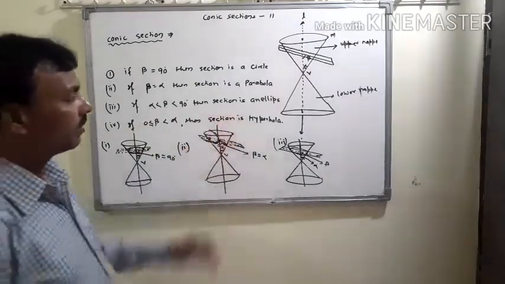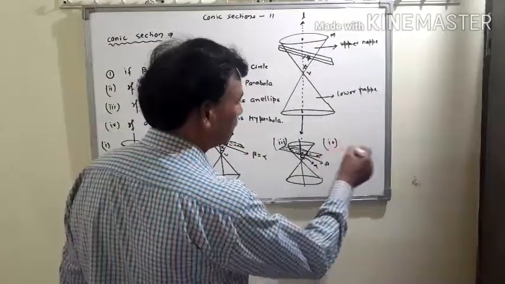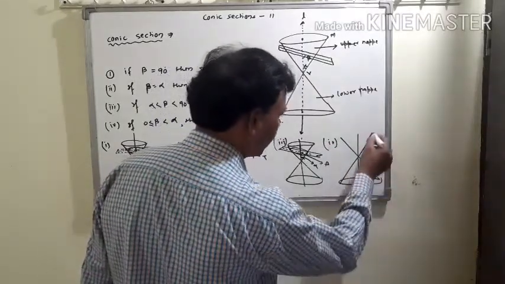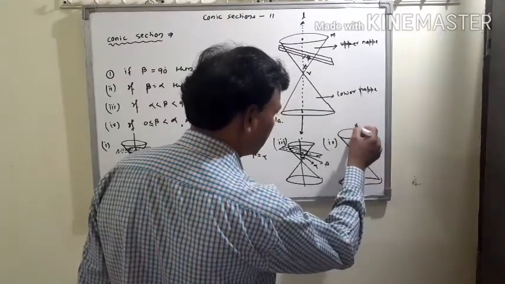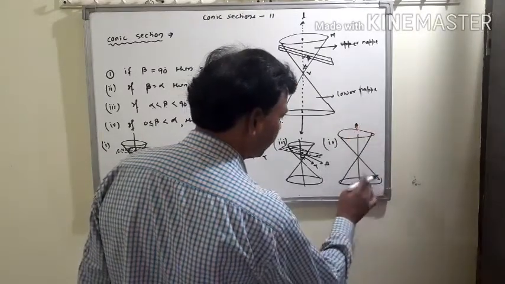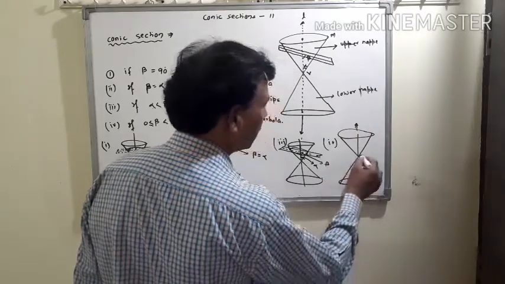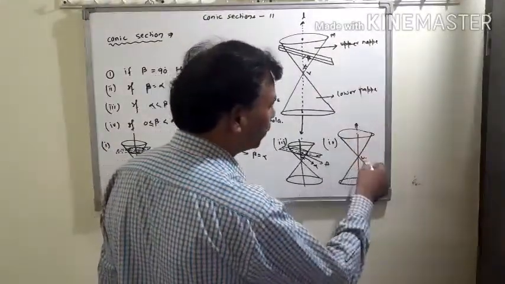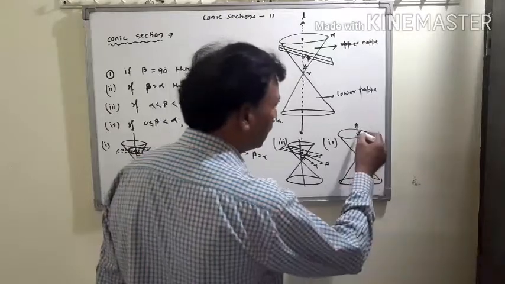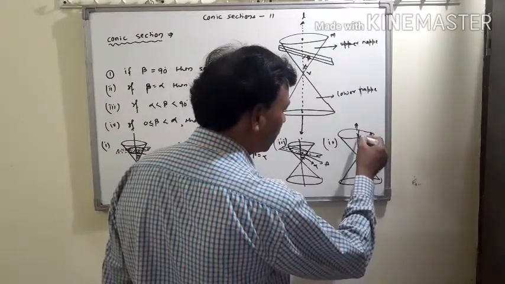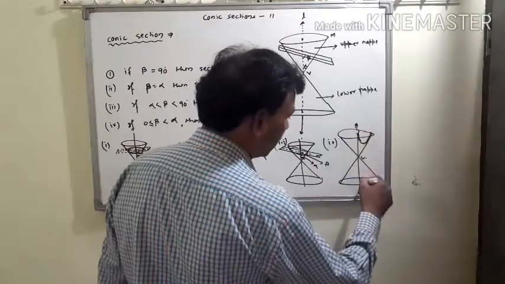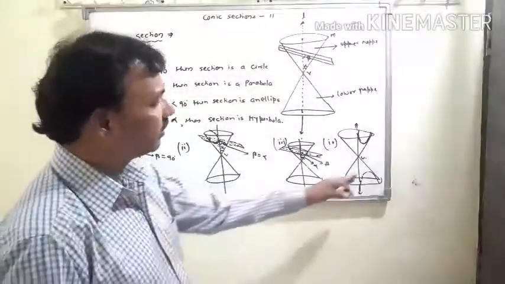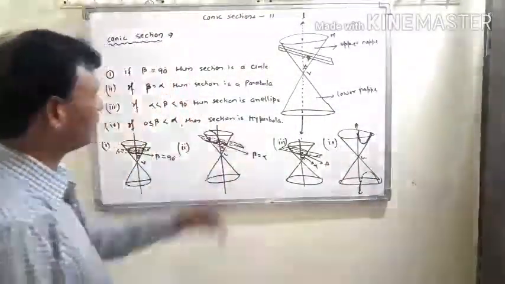the hyperbola like this. This is the double napped right circular cone. And if the plane cuts like this, that means parallel to the axis, that means the plane should be parallel to the axis of this double napped cone, then we can find this type of diagram, and this diagram is known as a hyperbola.